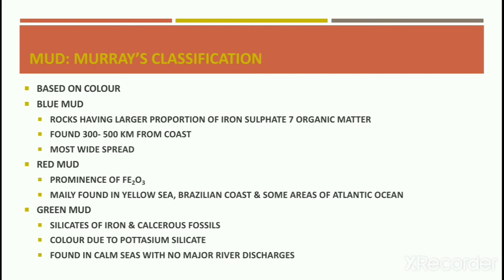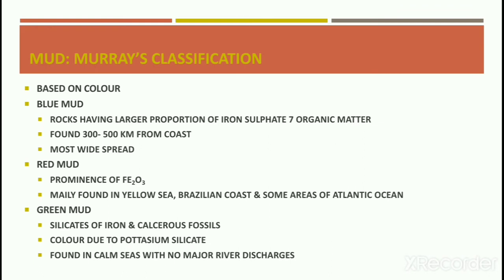Red mud is red or brown in color due to the prominence of iron oxide. This is found in comparatively fewer areas, and hence the red mud is confined to the Yellow Sea, the Brazilian coast, and some other areas of the Atlantic Ocean.